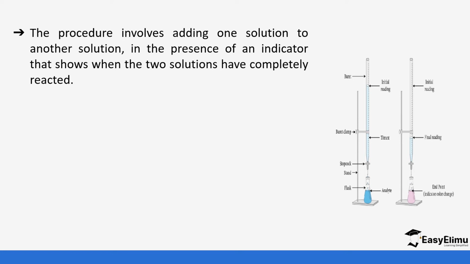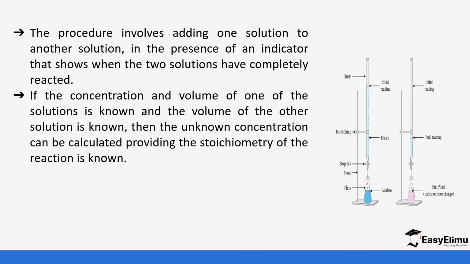The procedure usually involves adding one solution to the other in the presence of an indicator, which shows that the solution has completely reacted. If the concentration and the volume of one of the solutions is known and the volume of the other solution is known, then the unknown concentration can be calculated, provided the stoichiometry of the reaction is known. Stoichiometry, we already discussed it, is when the reaction has occurred and you've written correct equations that can give the mole ratios. So you'll notice that in the calculations of titration, we are going to be applying a lot of the things that we have been discussing.